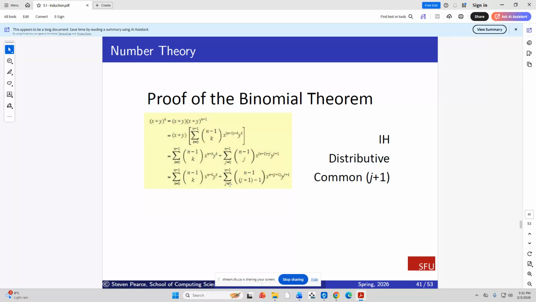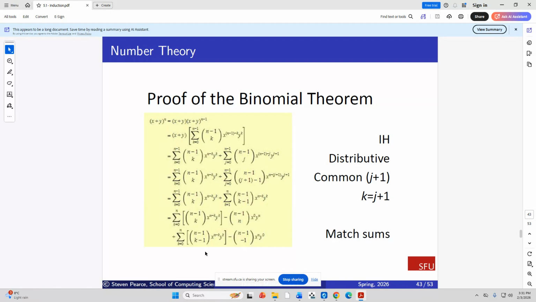They still match. And what am I doing here? I guess we're just doing this implicitly. Common j plus 1 terms get clumped together. And here we make a variable change, k equals j plus 1, and we match sums. That's the whole point of this: the sum of the sums is the sum of the sums. And so we're arranging things.